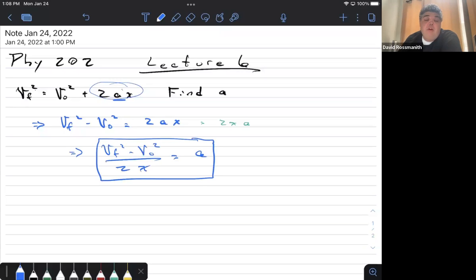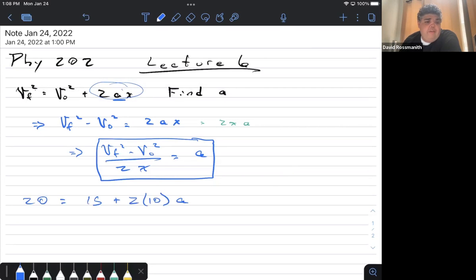From here, if this were an actual problem, you'd look up the data in the problem, see what the numbers are, and plug them into this little equation, and that will tell you what the acceleration is. Okay, so it's an algebra equation. It's the same as if I wrote 20 equals 15 plus 2 times 10 times A.